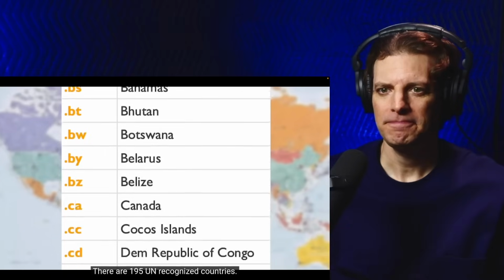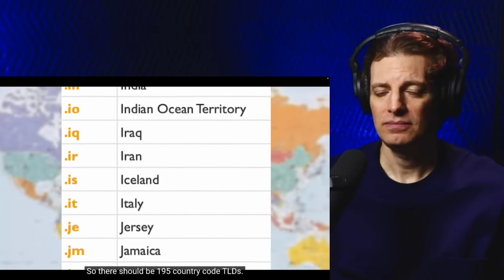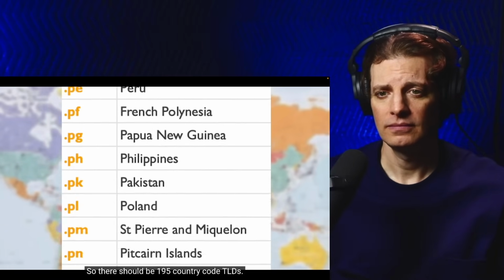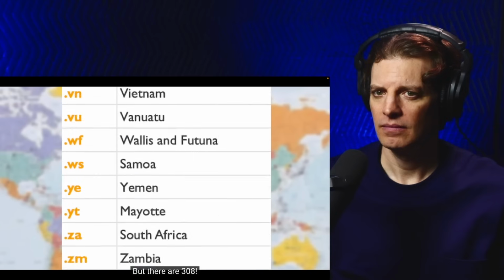Most people don't give a second, let alone a third thought to these codes, but because we love countries, and because we have a vested interest in the internet, we've gone and given at least four thoughts to them. And it turns out, country code top level domains are a fascinating mess. There are 195 UN-recognised countries, so there should be 195 country code TLDs. But there are 308! Why so many?